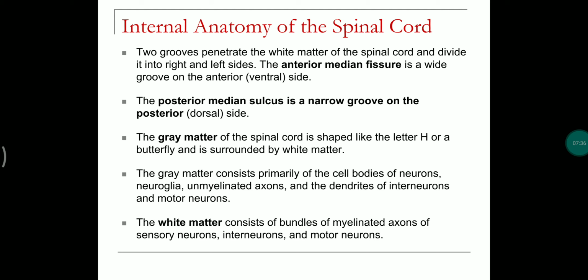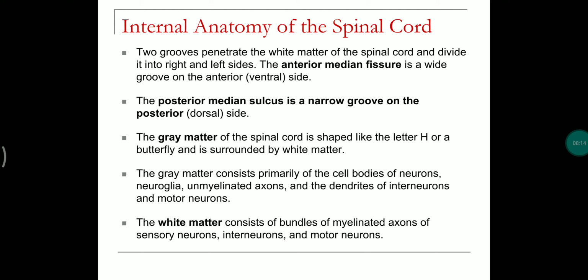Coming to the internal anatomy of the spinal cord, it consists of two types of matter. We call them gray matter and white matter. The outermost matter is called white matter, which consists of myelinated axons of sensory neurons, interneurons, and motor neurons, whereas the gray matter consists of cell bodies of the neurons and neuroglia, unmyelinated axons, and the dendrites of interneurons and motor neurons.